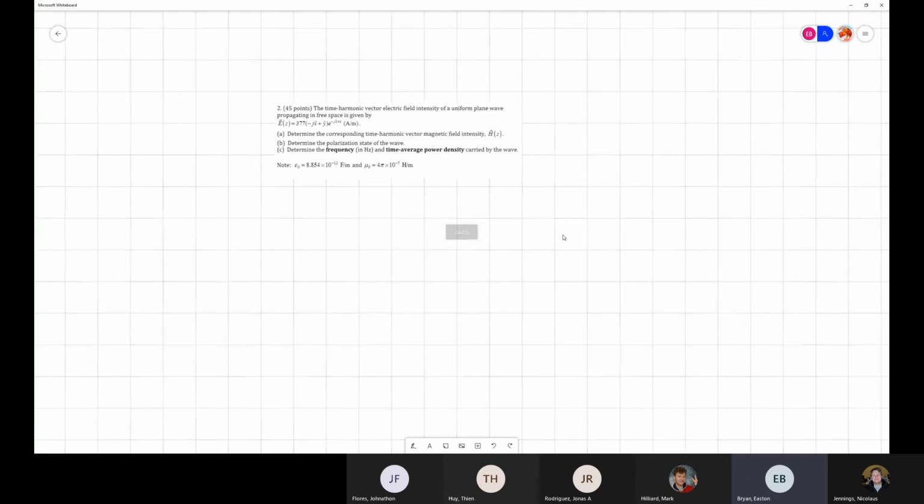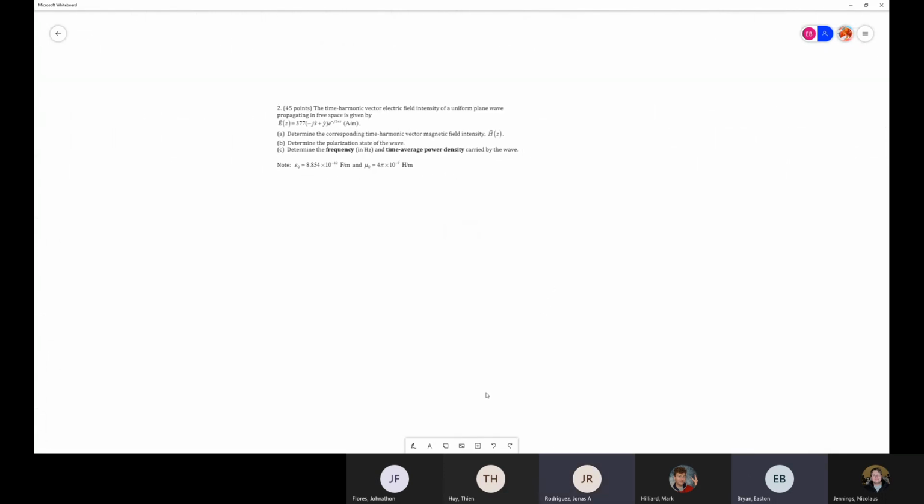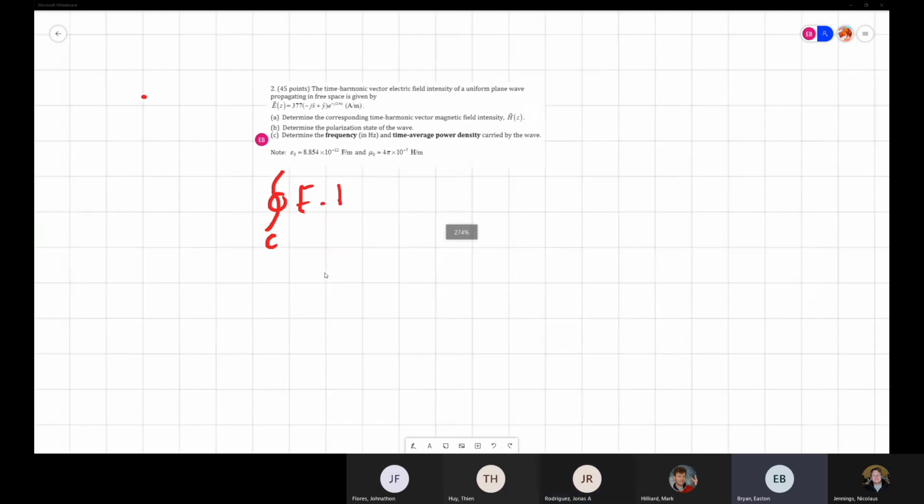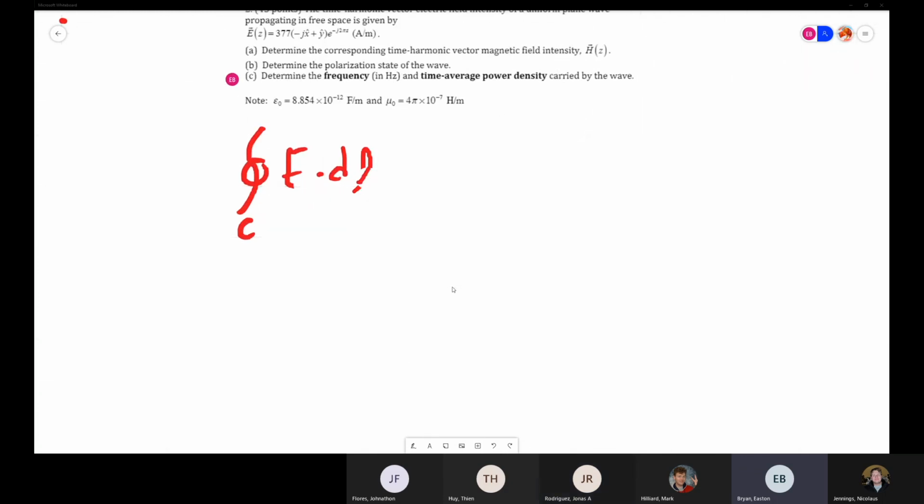The integral form, I think, is the integral over a closed contour of E dot dl, and then that equals, over a closed surface... oh wait, no, excuse me. It's the derivative.